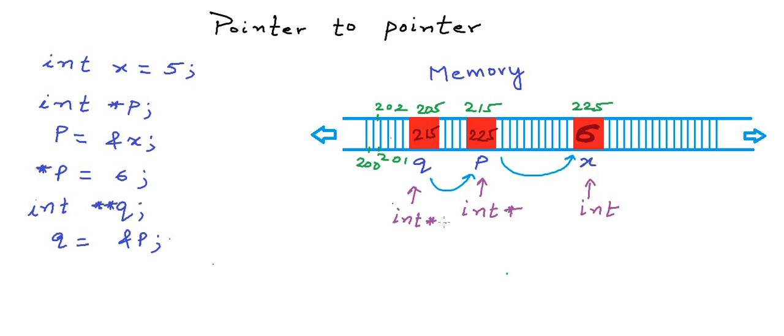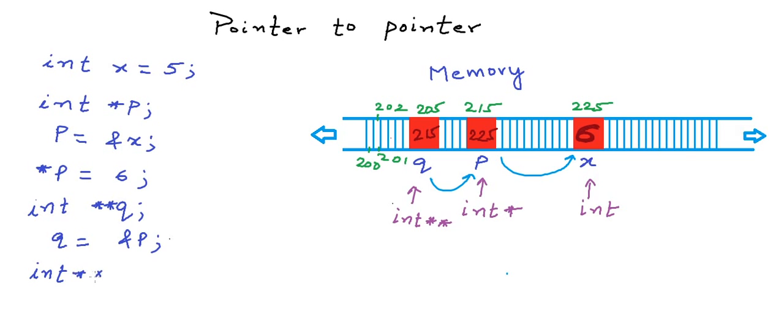We put 2 asterisks. Simple way to read this is that the type of variable x is integer. So to store the address of x, we will need a pointer of type int star. So we will put 1 star to say that this is a pointer to that particular type. And to store the address of p, we will need a pointer to int star. So we will put 1 extra star to say that this is a pointer to int star. And we can go on like this. Let's say we want to declare a pointer to pointer to pointer.